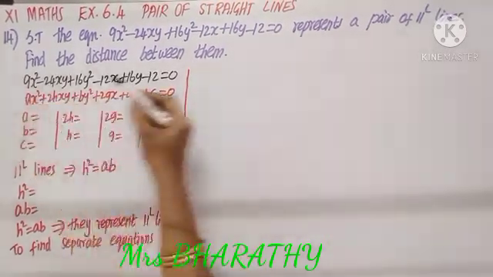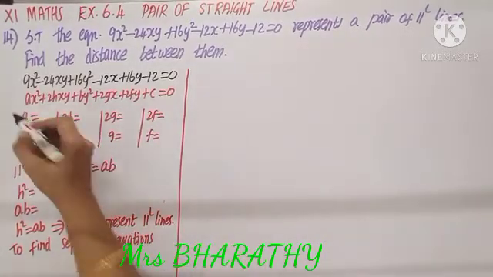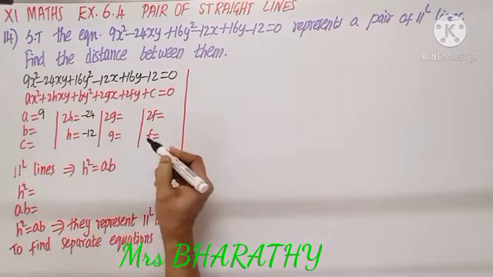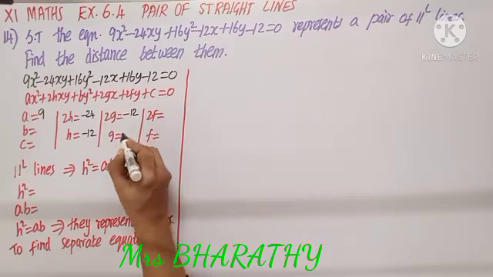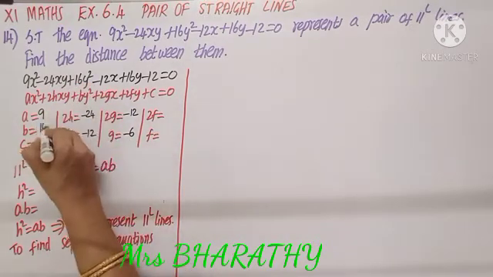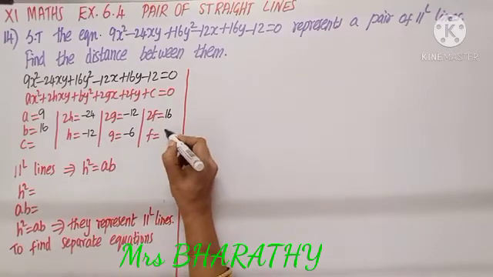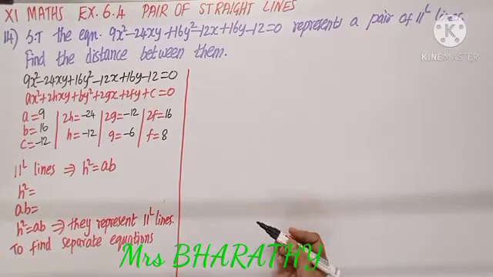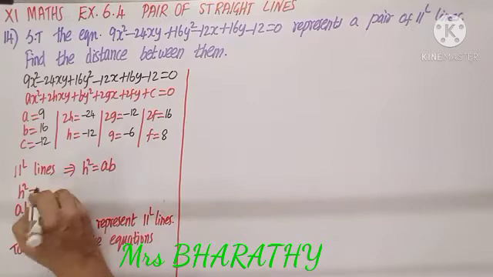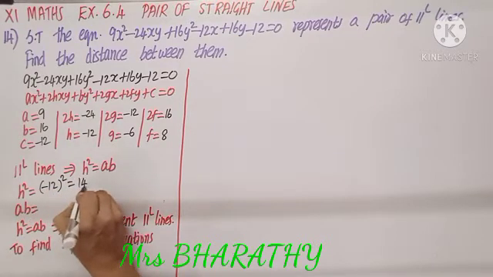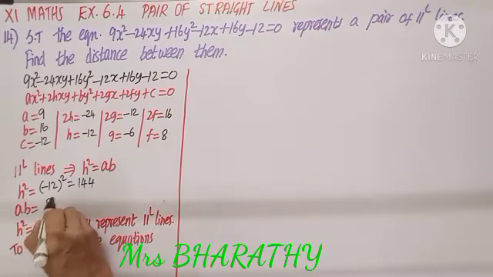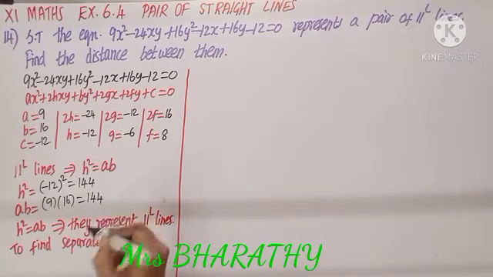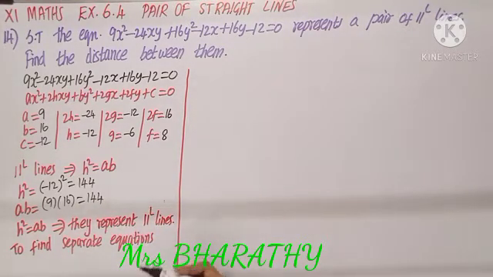As we compare the given equation with the general second degree equation, a is 9, 2h is minus 24, h is minus 12, 2g is minus 12, g is minus 6, b is 16, 2f is 16, f is 8, c is minus 12. To check parallel, the condition is h square equals ab. h square, minus 12 the whole square, is 144. ab, a is 9, b is 16, 9 into 16 is 144. They are equal, which represents that the given lines are parallel.